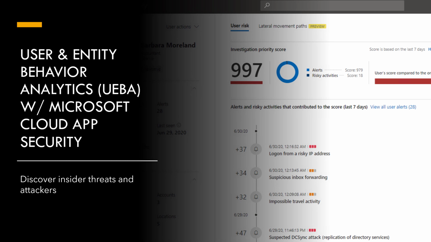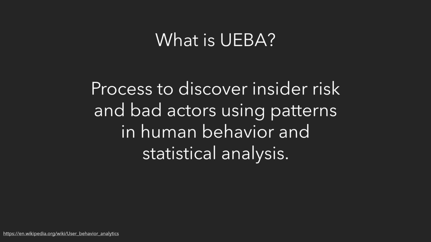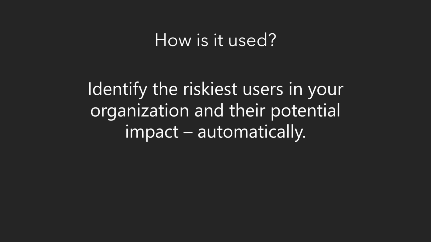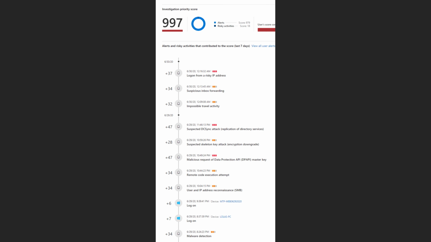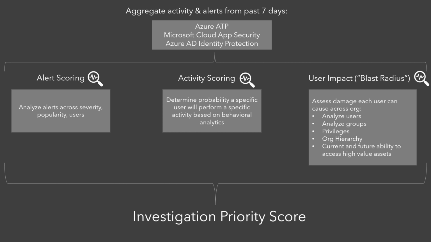Let's take a look. So UEBA is the process to discover insider risk and bad actors using patterns in human behavior and statistical analysis. Now, this is often used to identify the riskiest users in the organization and their potential impact, and doing that automatically. So Cloud App Security has an ability to do this, and we call this the investigation priority score. The higher the score, the riskier the user becomes.